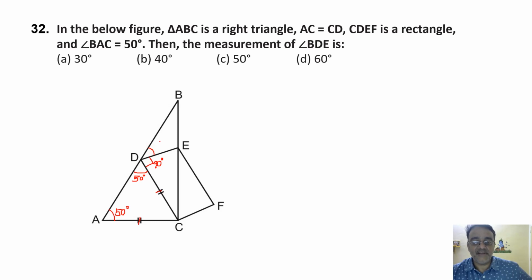So the sum of all these three angles is 180 degrees. Here 140 has already come. So how much will this be? 40. 40. Right. And the correct option is B. Right. So now we are moving toward section C.